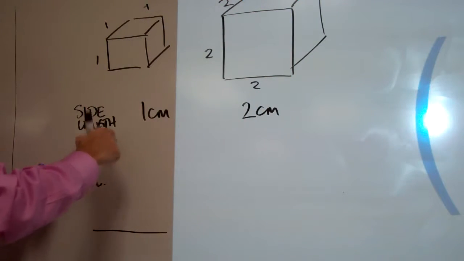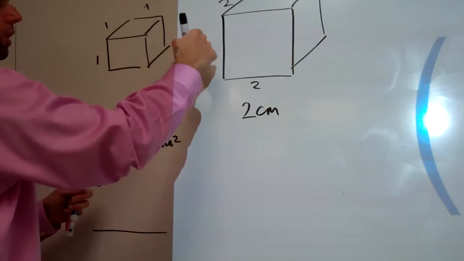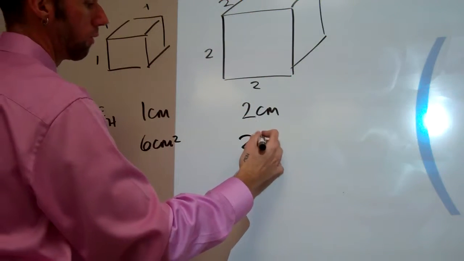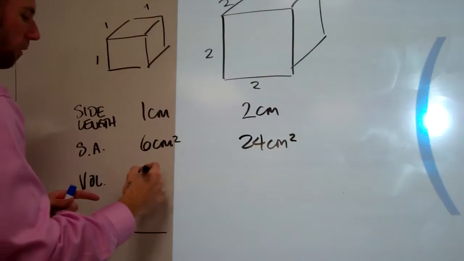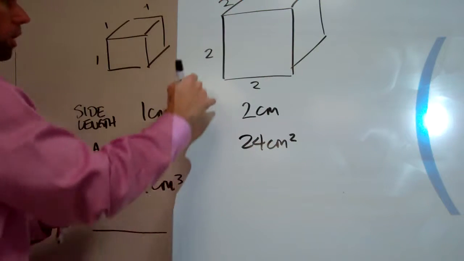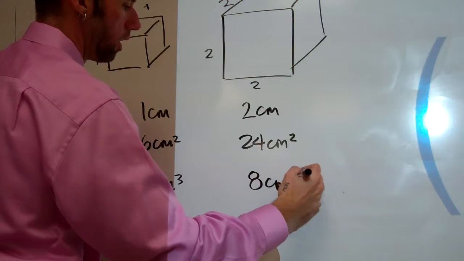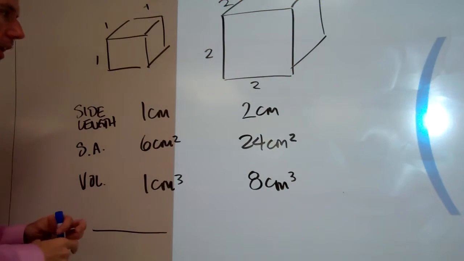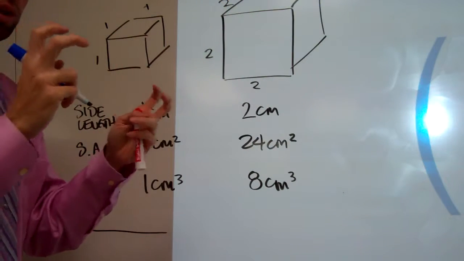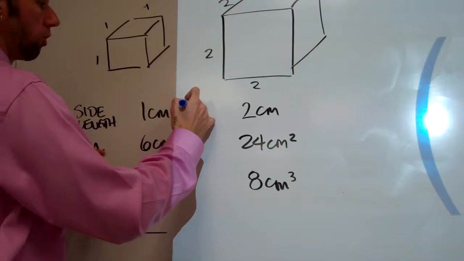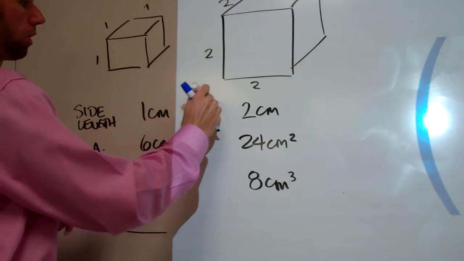The surface area on this one, length times width times 6, is going to be 6 centimeters squared, whereas this one, 2 times 2 is 4 times 6 is 24 centimeters squared. And the volume, 1 times 1 times 1, length times width times height, 1 centimeter cubed. Length times width times height is going to be 8 centimeters cubed. So, like I was saying, we have taken our cell, or our cube, and doubled its size. We've doubled the side length. So we've increased this 2 times.